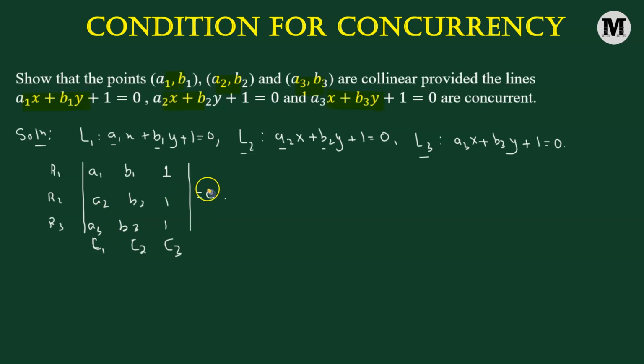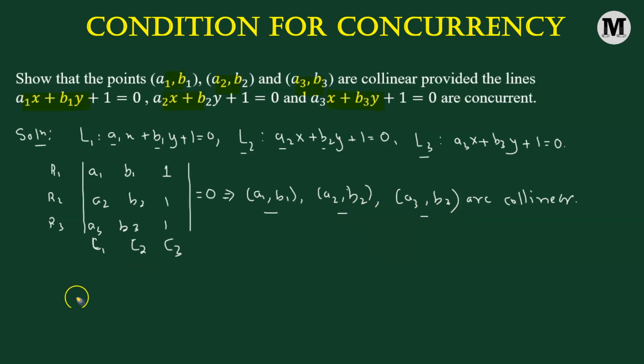However, this particular determinant also tells us that the points with coordinates A1, B1, A2, B2 and A3, B3, these 3 points, are collinear. So it's a very straightforward form we are given here. Whenever we have three lines L1, L2 and L3, first we form the 3 by 3 determinant and equate it to 0. The 3 by 3 determinant is formed by taking the coefficients of each of the variables including the constant term, and then the condition automatically gives us the condition for collinearity of 3 points whose coordinates are A1, B1, A2, B2 and A3, B3. Hence proved.